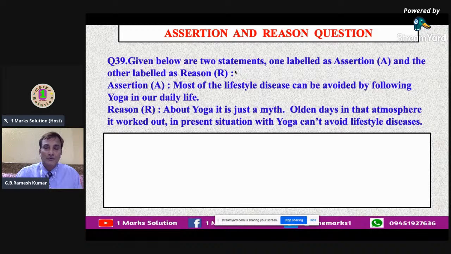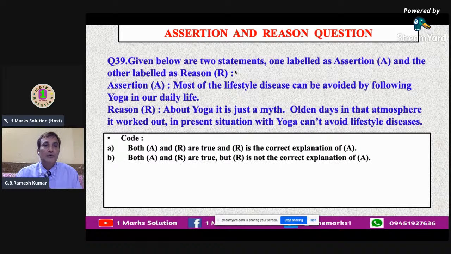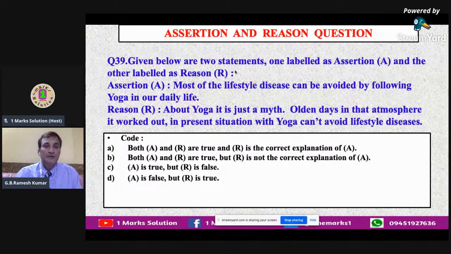Now we'll see the options. A, both A and R true, and R is a correct explanation of A. B, both A and R true, but R is not a correct explanation of A. C, A is true, but R is false. D, A is false, but R is true. If you see really about yoga, the first statement is 100% correct, and the second, saying myth, is not correct. Yoga is helping in our daily life, and definitely it will help to improve physical fitness and reduce the stress. The answer is A is true, but R is false, that is C.